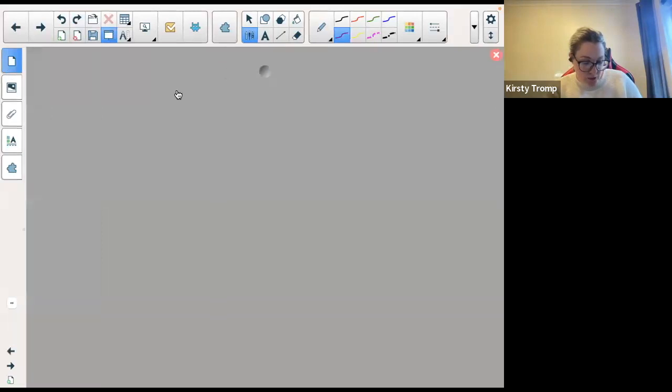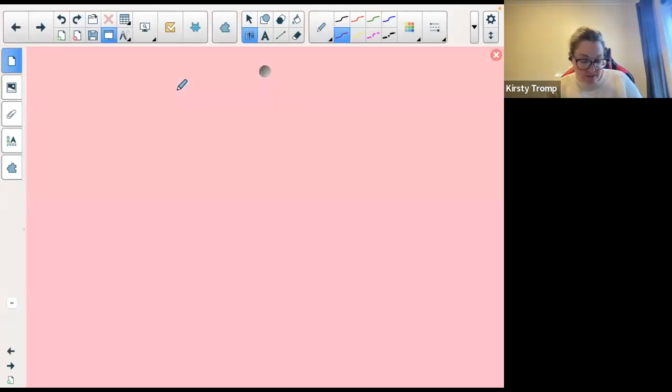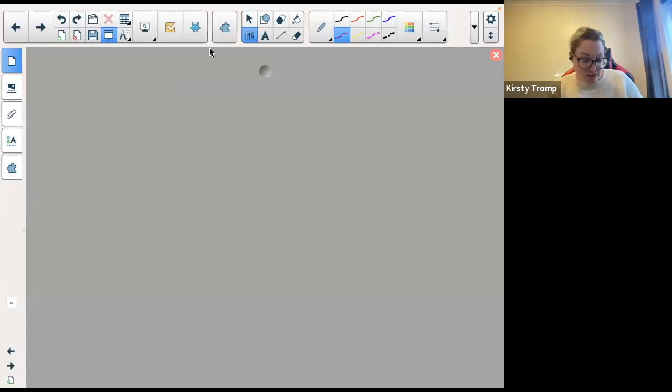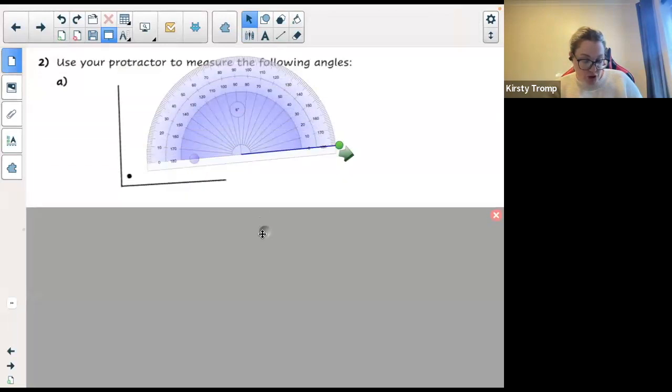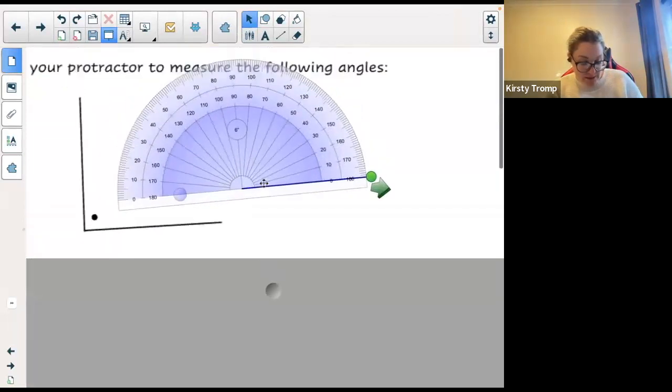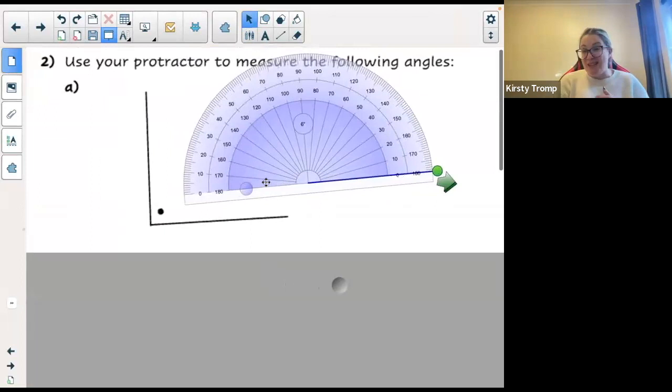We're going to move on to our next section now. In our next section, we're going to have a look at using our protractor to measure the following angles. I know that this can sometimes seem a little bit boring because it's quite difficult for you guys to use the protractor on your side. So I'm going to ask some people for some help. You're going to tell me how I can use the protractor to measure these angles.